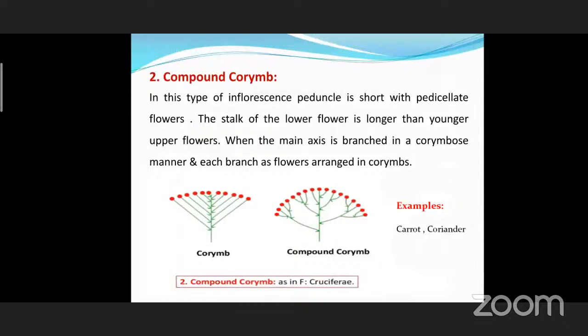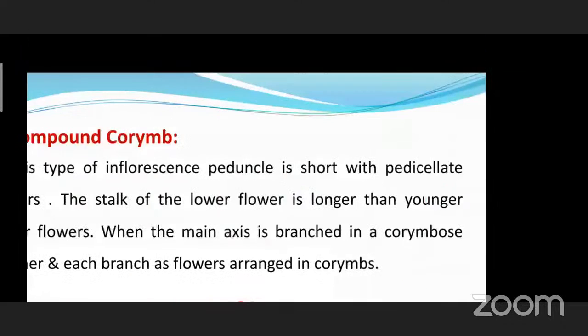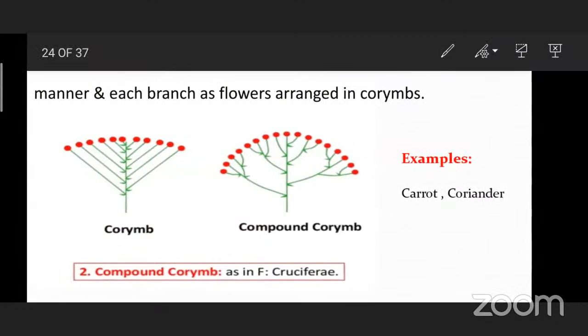And the second one, compound corymb type. In this type of inflorescence, the peduncle is short with pedicellate flowers. The stalk of the lower flower is longer than that of the younger flowers. The main axis is branched in a corymbose manner, and each branch has flowers arranged in corymbs. The best examples of compound corymb are carrot and coriander.